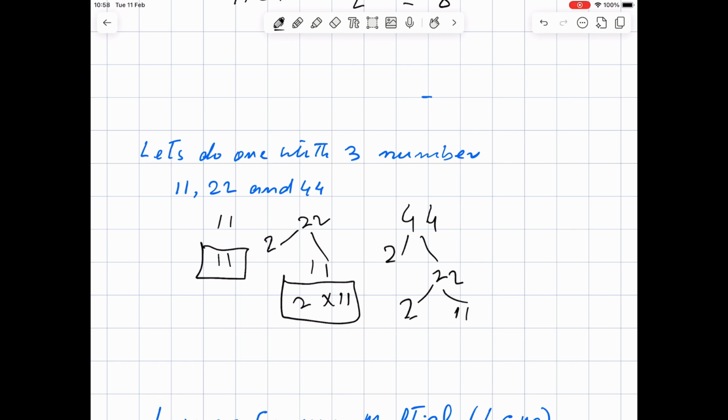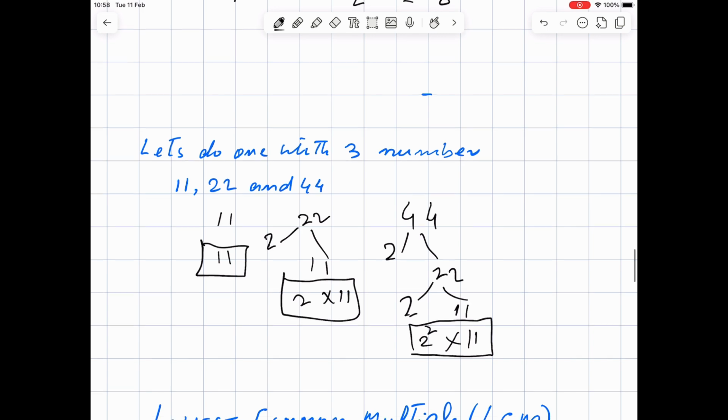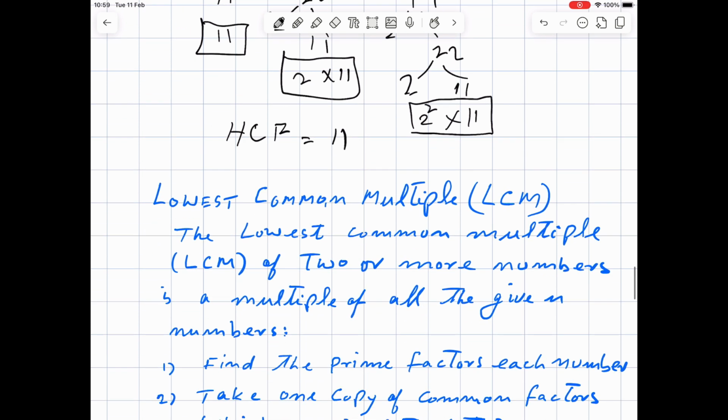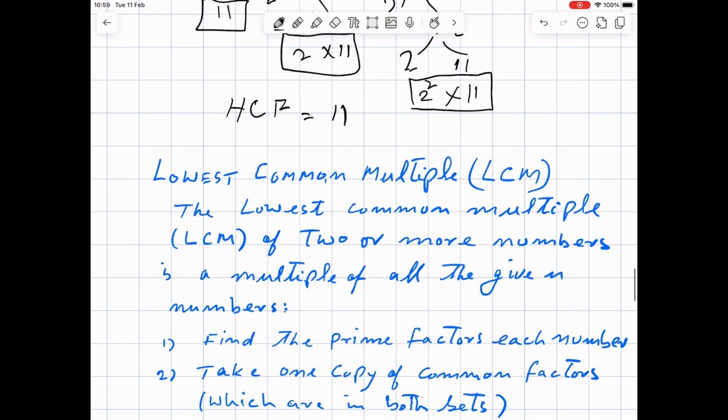So in this case, the prime factors are 2 squared times 11. Now this time we're going to look at what number is in all 3 of them. All the numbers which are in 3 of them. So in the first one there is 11 and it's only one number. So all 3 of them have 11. So in this case HCF will be 11. So the HCF of 11, 22 and 44 is 11.